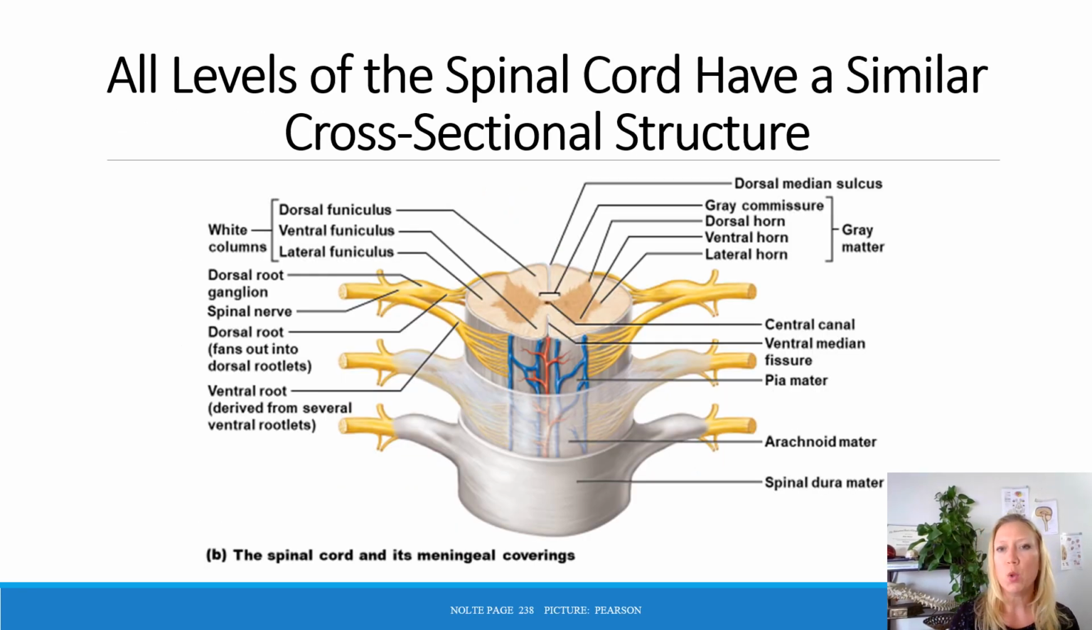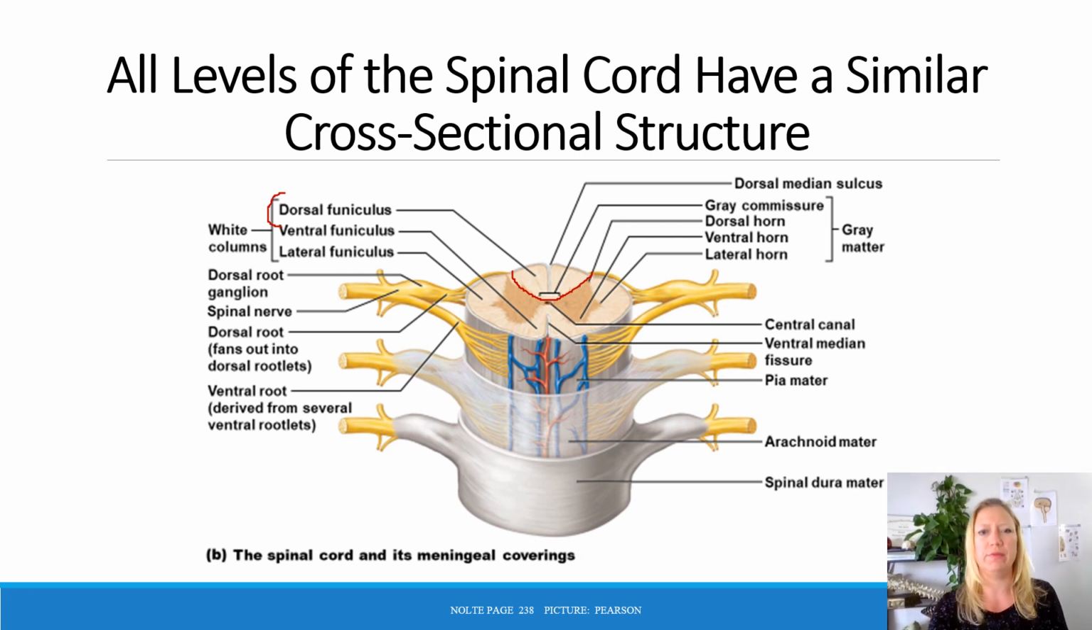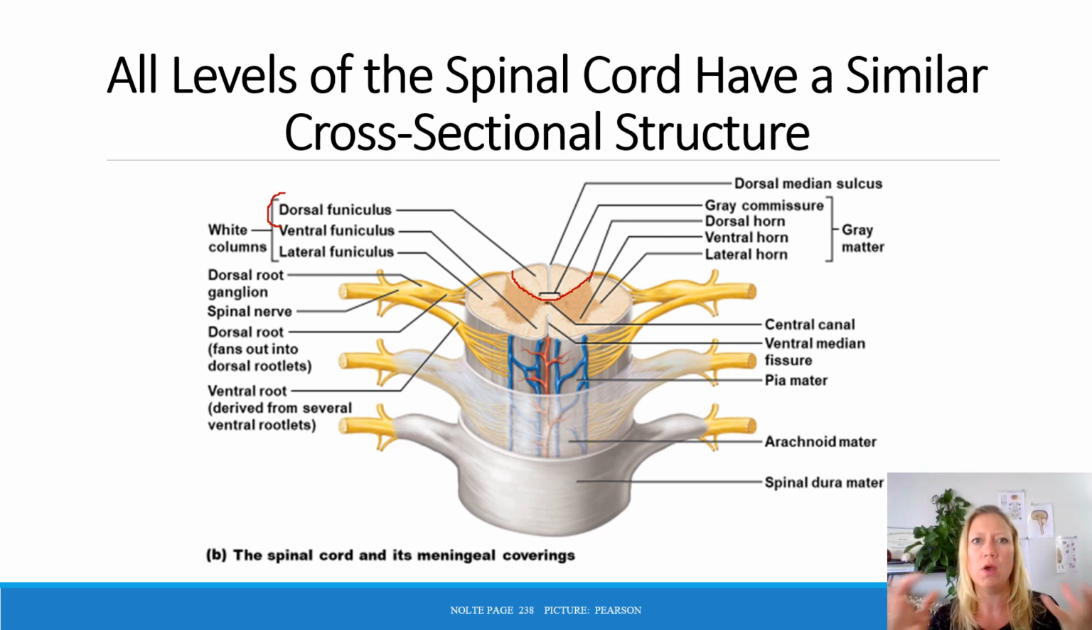All levels of the spinal cord have a similar cross-sectional structure, so we're going to start to look at the specifics here. A couple things I want to point out as we do this. Here, right, we have these dorsal columns. We don't really call it dorsal funiculus. I don't really know anybody that calls it dorsal funiculus. We can call it the posterior columns or the dorsal columns, and that's usually a little bit more widely used.